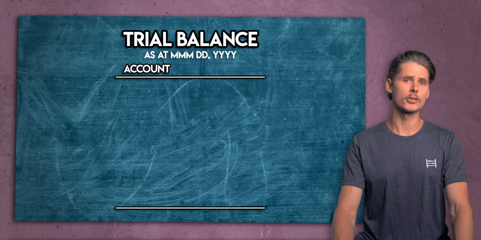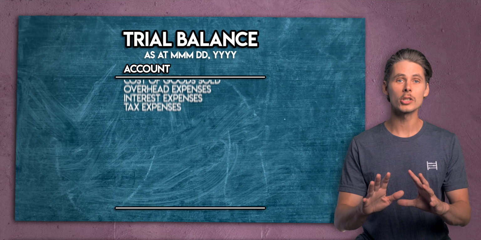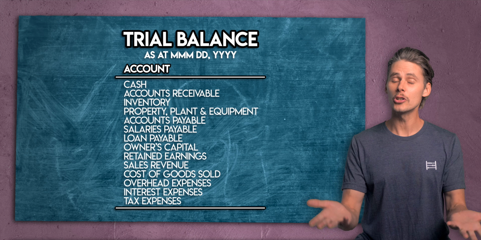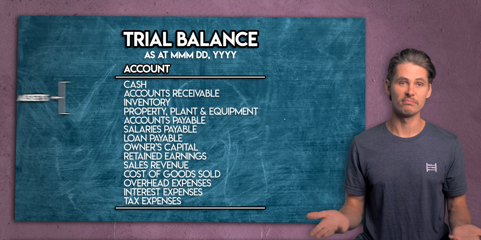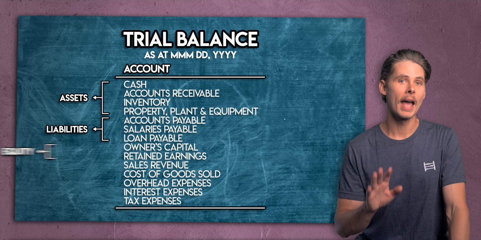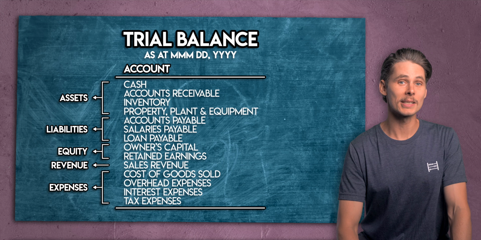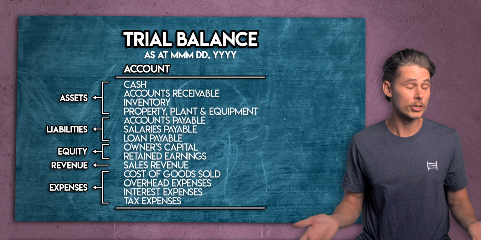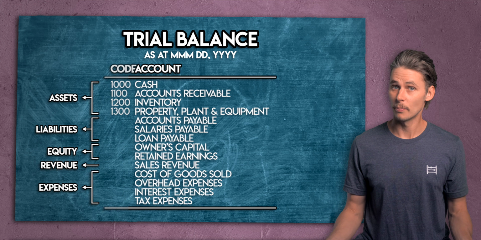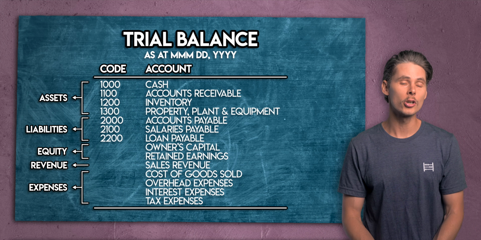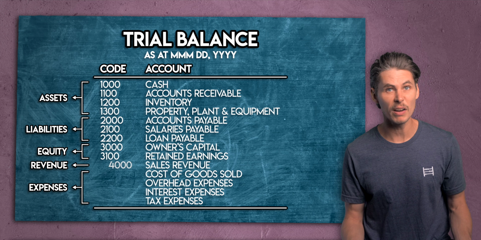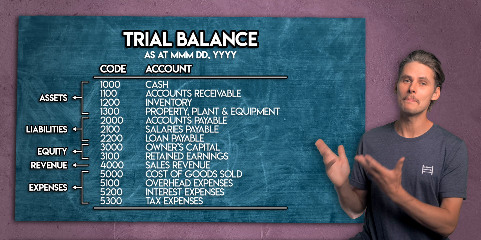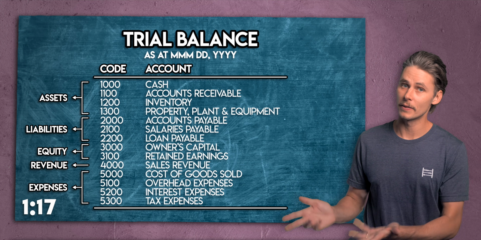What does a trial balance look like? We start with a complete list of accounts in the general ledger. These are usually arranged by type, so we have assets, liabilities, equity, revenue, and expenses. Businesses often like to give each account a code to keep things organized. Assets might get the 1s, liabilities the 2s, equity the 3s, revenue the 4s, and expenses the 5s. At this point, we're basically looking at a chart of accounts.